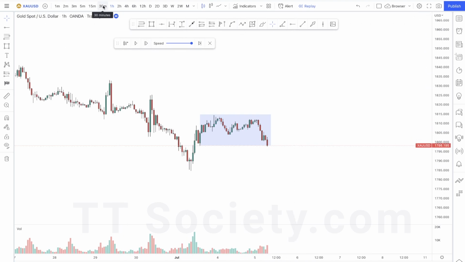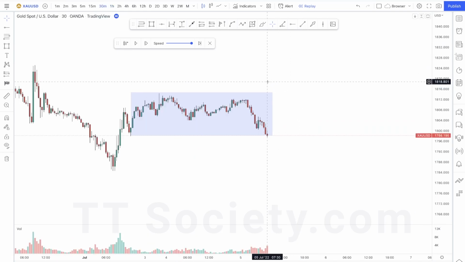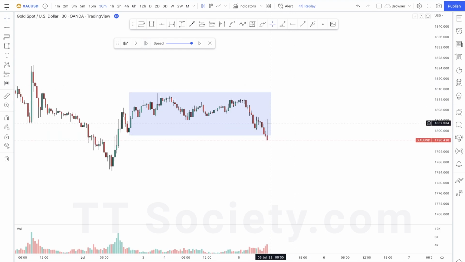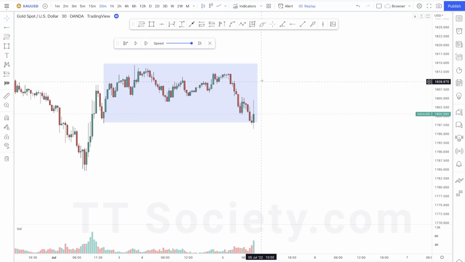And for that, I will probably go on a lower time frame. Let's do a 30-minute chart and let's see what we can get. 7:30 in the morning. Let's do one more candle. And we have been breaking through support. Volume has increased.